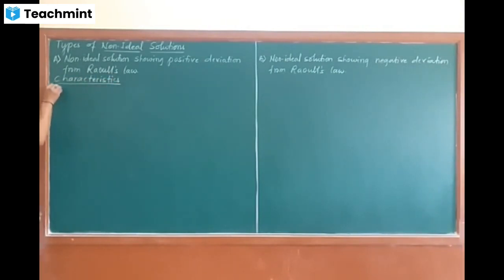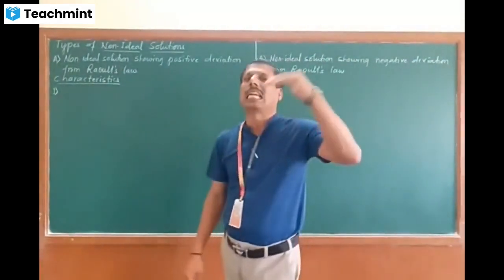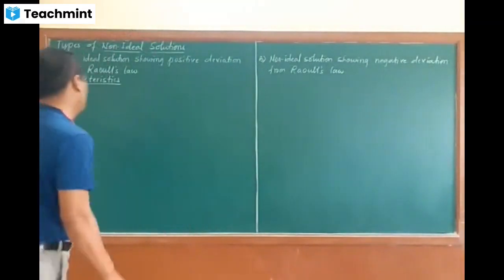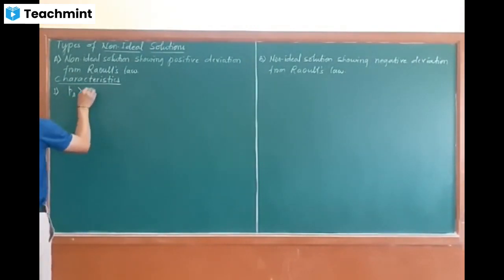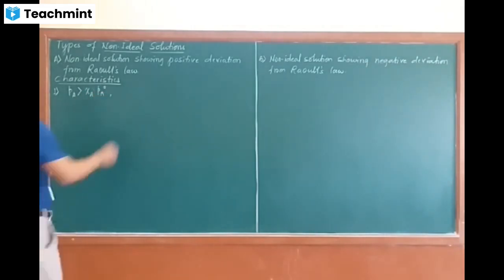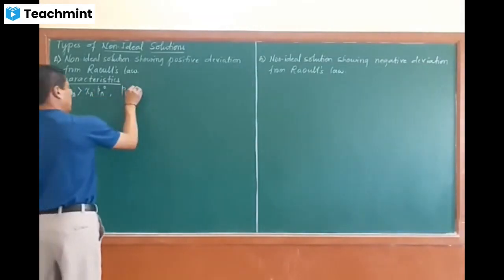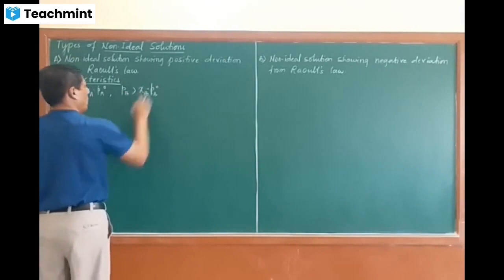First one. Positive deviation means there is increase. Negative means decrease. Is it right? See, PA, the partial vapor pressure, is greater than what we expect from Raoult's law. PA is greater than chi A into PA naught. Similarly, PB, the partial vapor pressure of component B, is greater than chi B into PB naught.